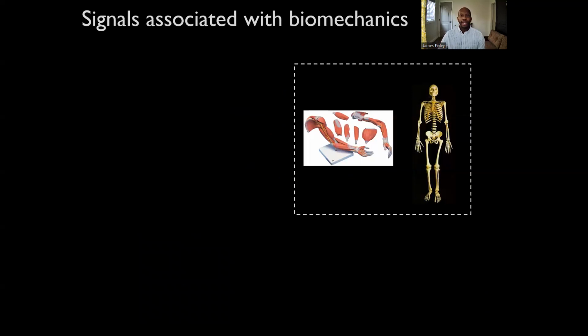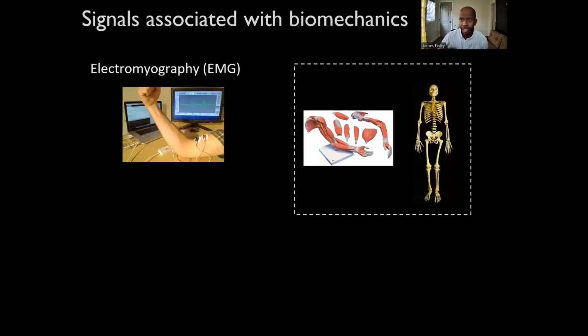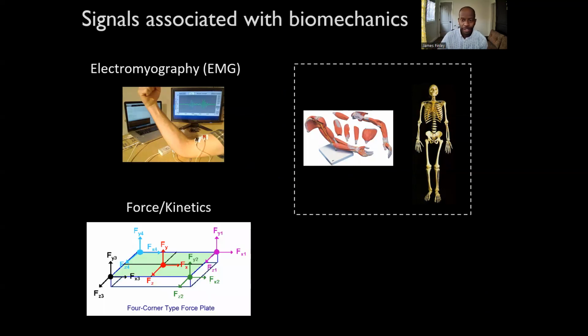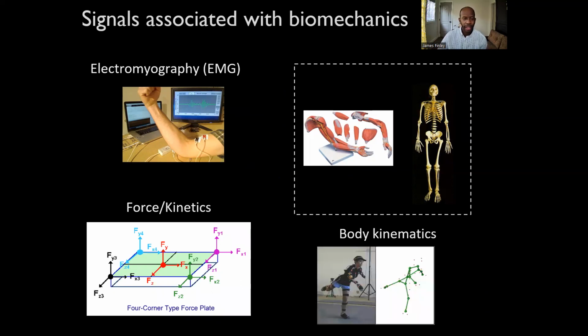So if we're interested in things more on the side of biomechanics, we might measure, again, EMG, right? This is the interface between the nervous system and the musculoskeletal system. We may measure interaction forces between our bodies and the environment using force plates and load cells. And finally, we might consider different measures of kinematics using marker-based motion capture, markerless motion capture, or even wearable sensors like IMUs.